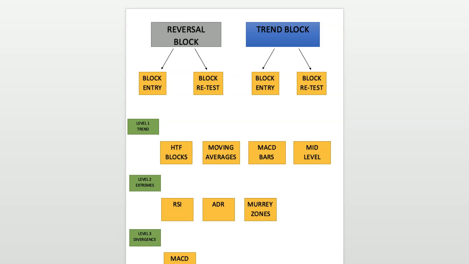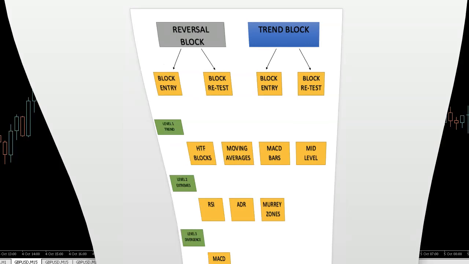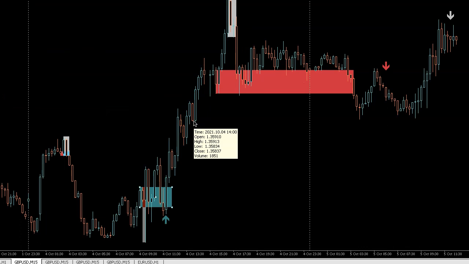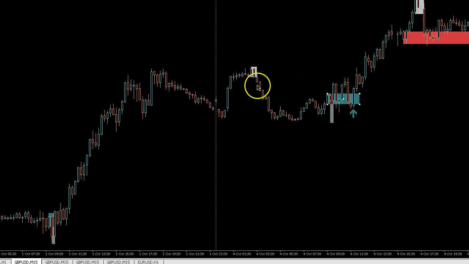All right, so let's go over to the charts right now and take a look at the block entries. Right now over here we have pound dollar M15. Whatever I do on this pair and this time frame, you can apply it to any pair and any other time frame, whether it's 1 minute, weekly, hourly, or daily. You can apply it to any time frame that you desire.